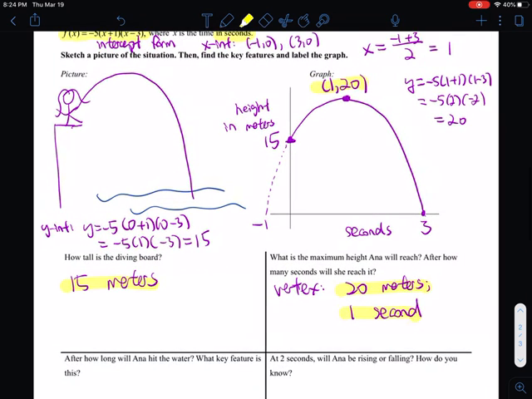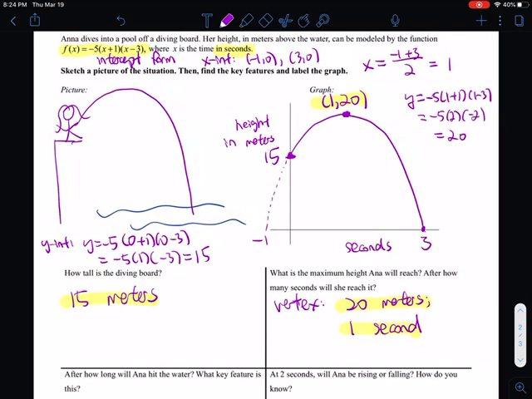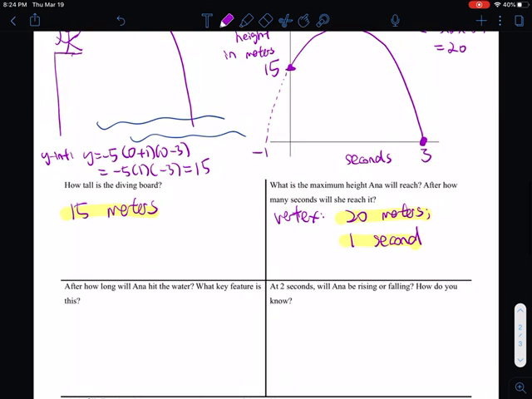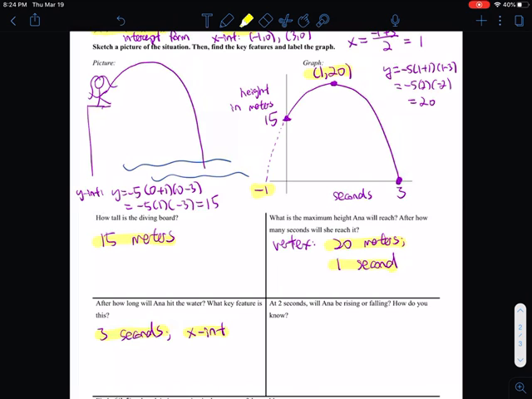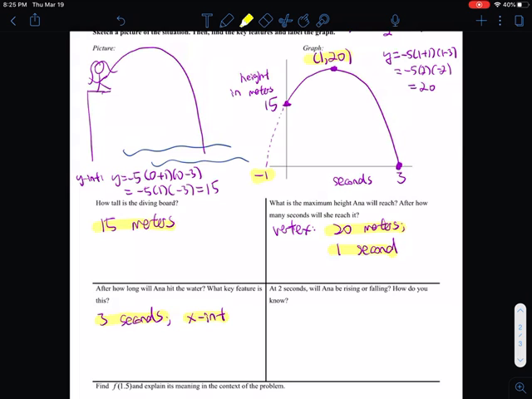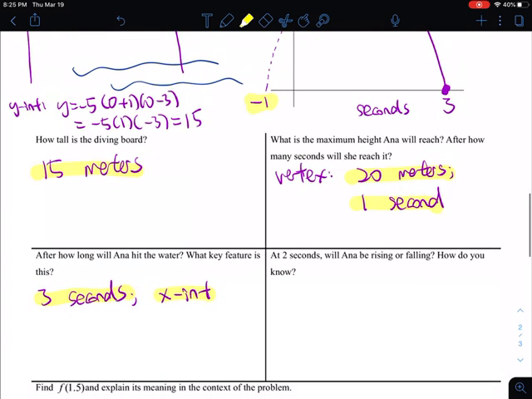After how long will she hit the water? What key feature is this? Okay, so when she hits the water, her height will be 0 meters above ground. In other words, she'll be right here on the x-axis. So that's when x is 3. So it will be 3 seconds. And then what's the key feature? That's going to be our x-intercept. Now we do have another x-intercept over here for -1. But of course, since we're dealing with time, we can't have -1 second. So we're just going to ignore that. So we're going to have 3 seconds as our only answer here.